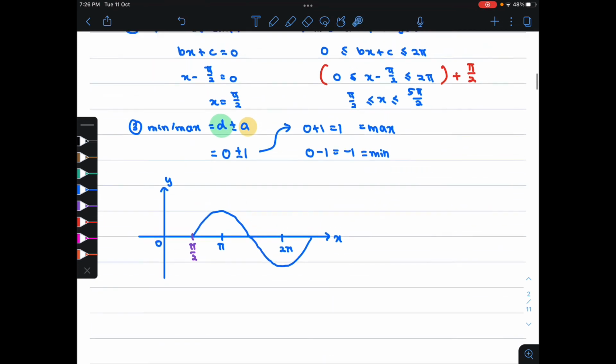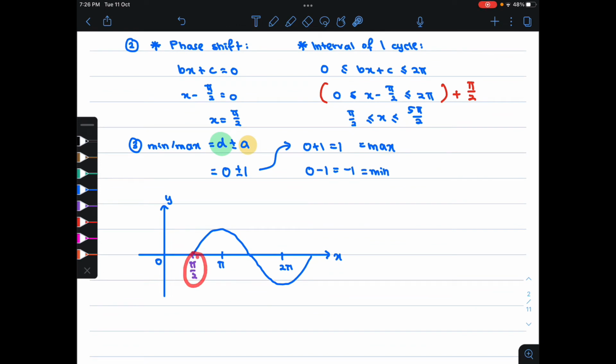So how do you check where it starts and where it ends? This will be done by using the interval of one cycle right here. So for one full cycle, it's going to start from pi over 2 until 5 pi over 2. Pi over 2 until 5 pi over 2. So here will be 5 pi over 2.